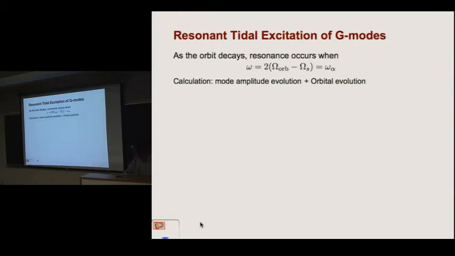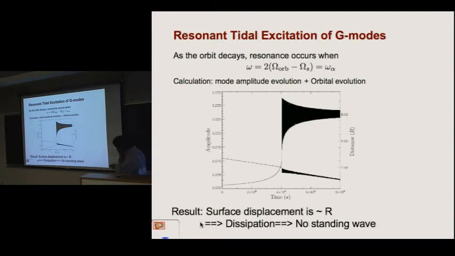And what you have to do is look at the combined evolution of the mode oscillation, or the amplitude of the mode, and at the same time also keep track of how the orbit evolves, because when you transfer energy from the orbit to the mode, the orbit is losing energy, so you have to keep track of both. Okay? So this has been done. Here's just an example. So here is the mode amplitude in some dimensionless units.